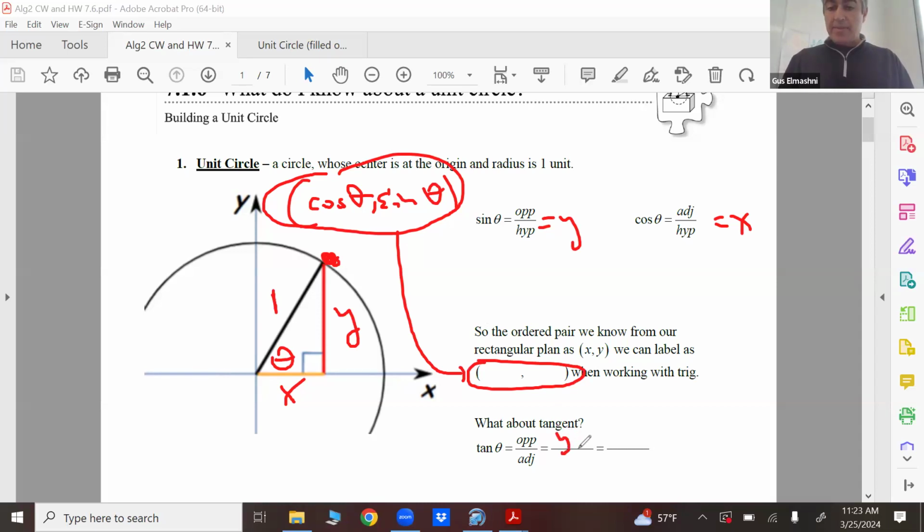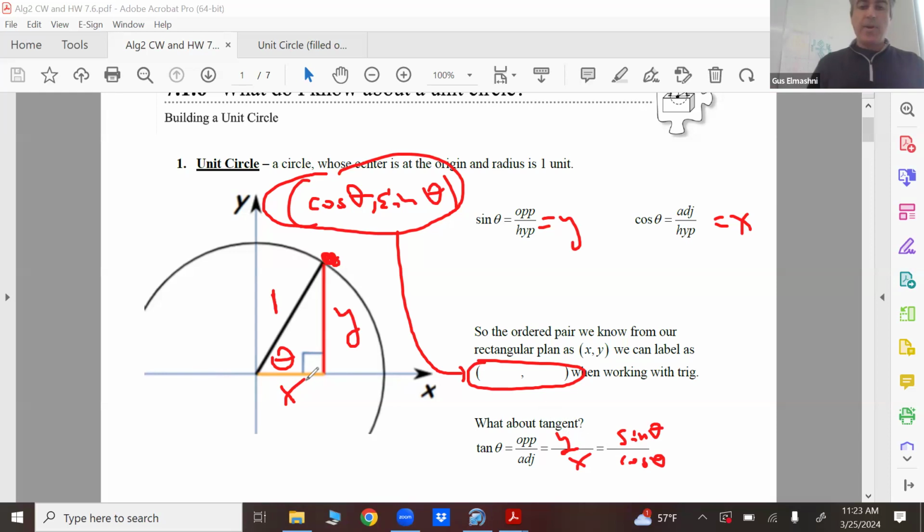Tangent is y over x, or sine over cosine, just so you know. Because you're doing opposite over adjacent, right? Y over x, which is sine over cosine. So once you know the coordinates at a particular point in the unit circle, the ratio of y over x is the tangent of that angle as well. Questions so far? This is the foundation of the unit circle, right?